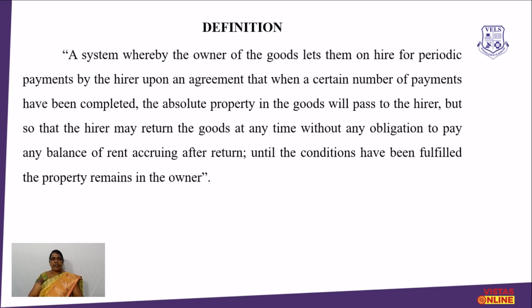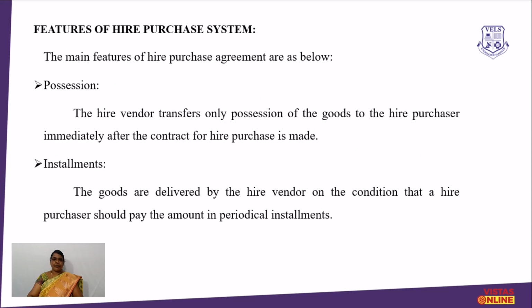Next, we can see the definition of hire purchase. A system whereby the owner of the goods hires them out for periodic payments by the hirer based on the agreement. When a certain number of payments have been completed, the absolute property in the goods will pass to the hirer, but so that the hirer may return the goods at the time of agreement without any obligation to pay any balances of rent accruing after return. Until the conditions have been fulfilled, the property remains with the owner.